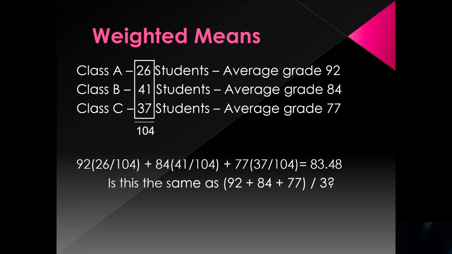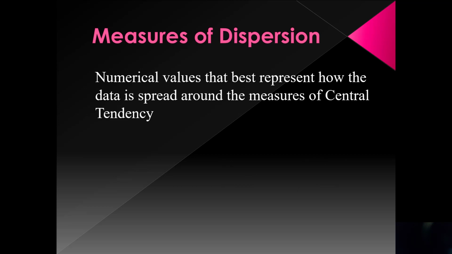Okay, and on we move to measures of dispersion. These are numerical values that best represent how the data is spread around the measures of central tendency. It's really cool to know the mean, but it's way more cool to know the mean and the standard deviation.